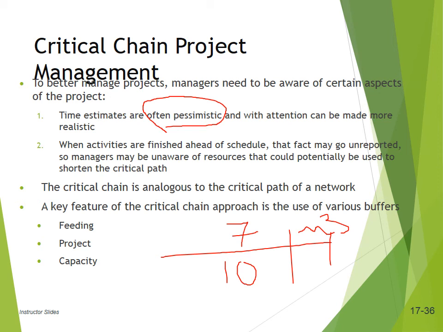The critical chain is analogous to the critical path of a network. A few features of the critical chain approach are the use of various buffers, like the feeding buffer and project buffer. Oftentimes, project managers try to keep a buffer. They do have additional capacity, additional resources, so that any unforeseen activity or unforeseen delay can be taken care of.